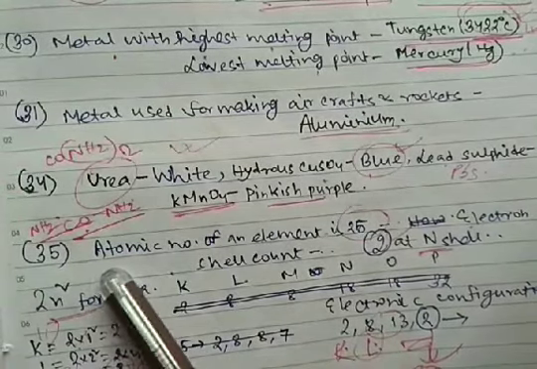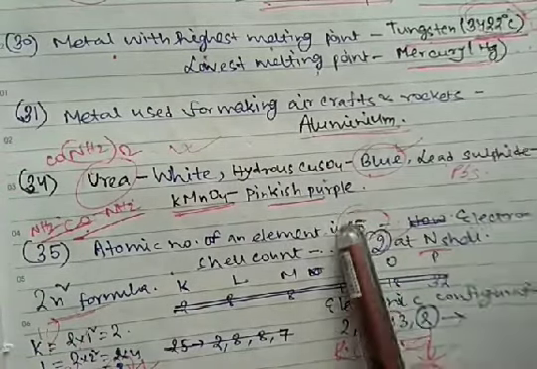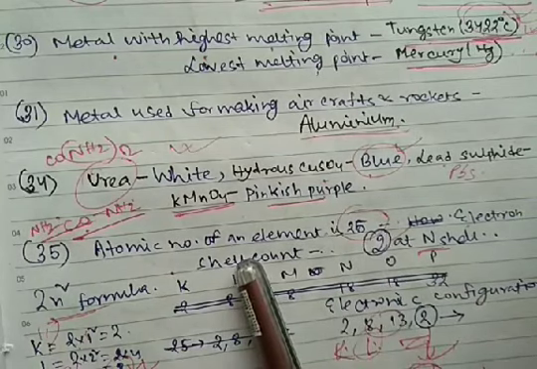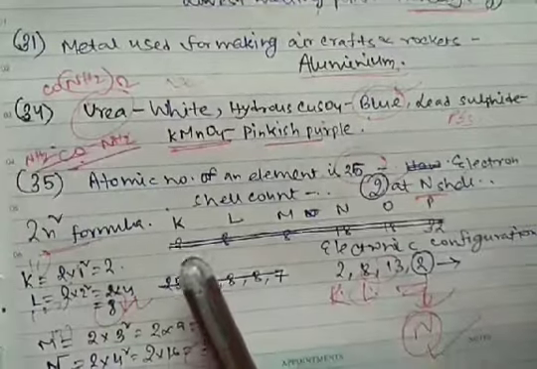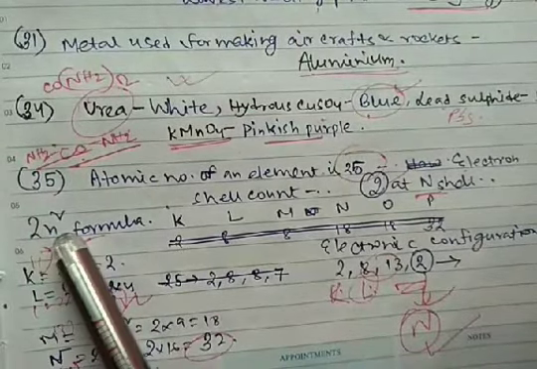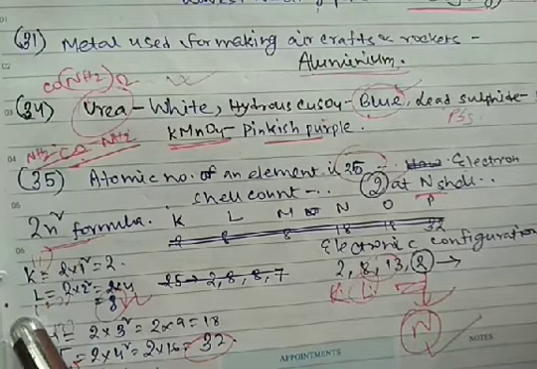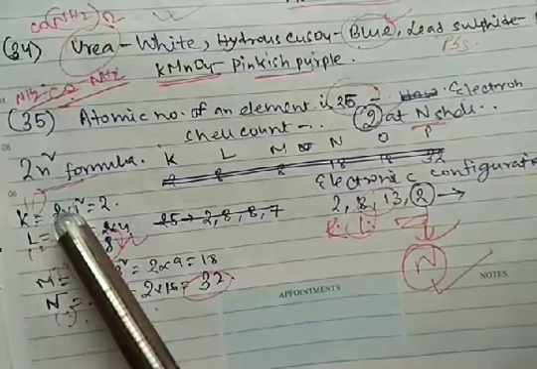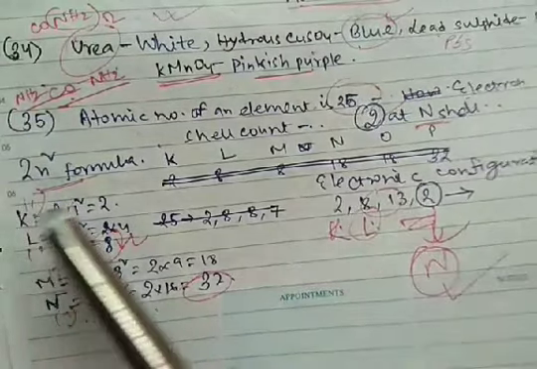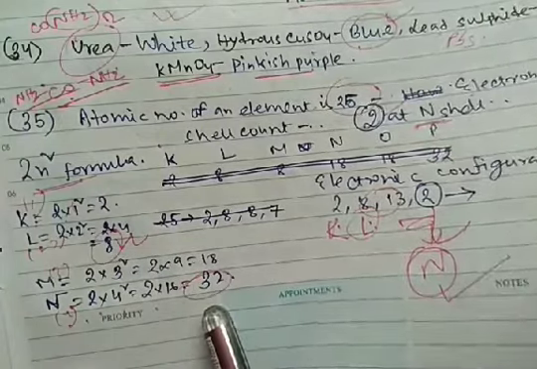Now next question: if the atomic number of an element is 25, what shall be the electron shell count in the N shell? To determine it, the formula is 2n square. The shells are counted as K equals 1, L equals 2, M equals 3. So the formula is 2 into 1 square, n equals the shell number. 1 square for 2, 2 into 8, 18, 32, like this.